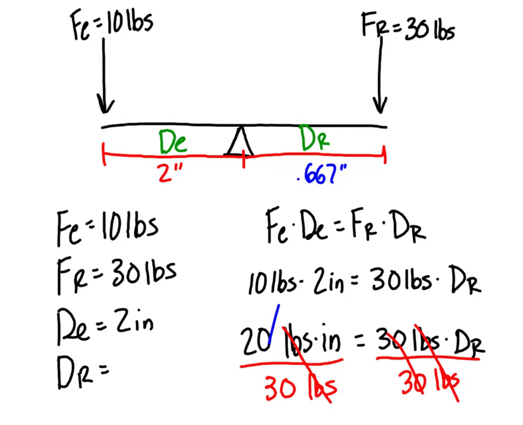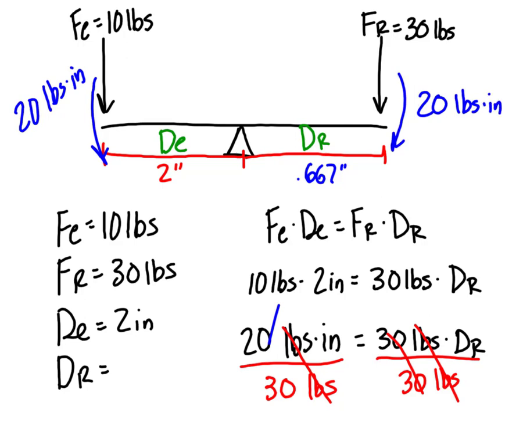So to answer your question, what is the moment? Well, what is 10 times 2? 20. What is 30 times 0.667? 20, right? So the moment over here, which is 20 pound-inches, is equal, going this way, and opposite to the one that's going over here. That's why it's in balance. That's why it's in static equilibrium. That's the key word.